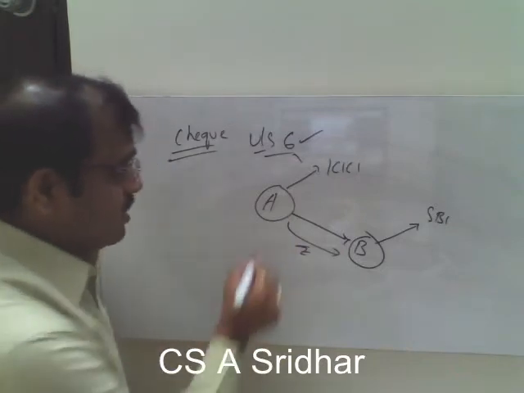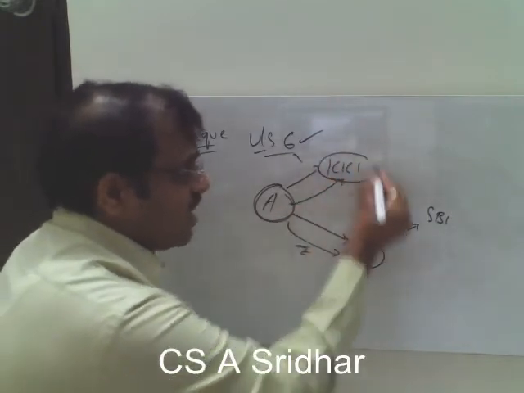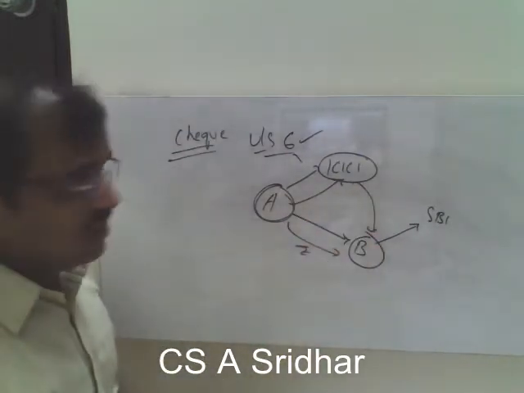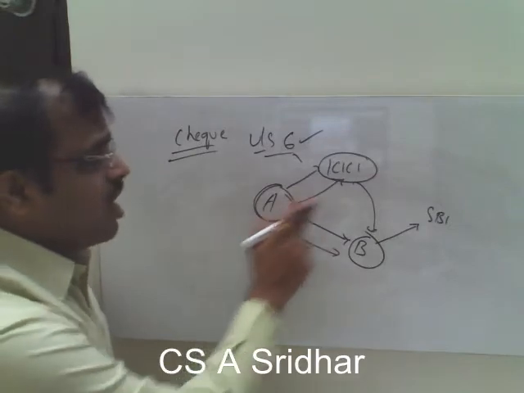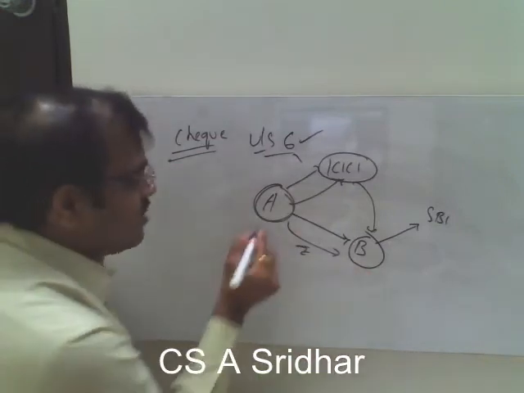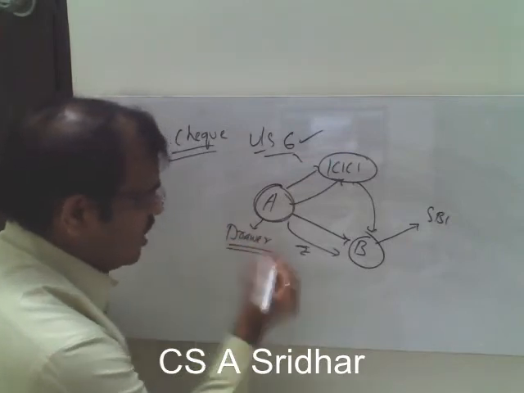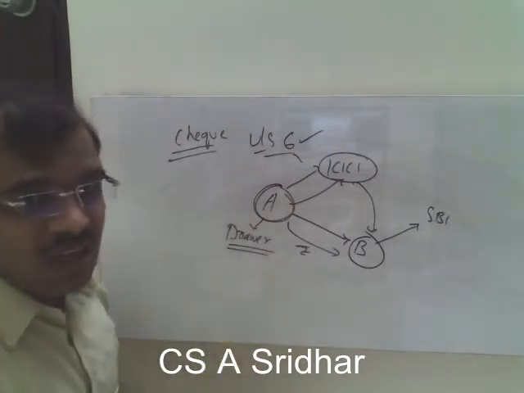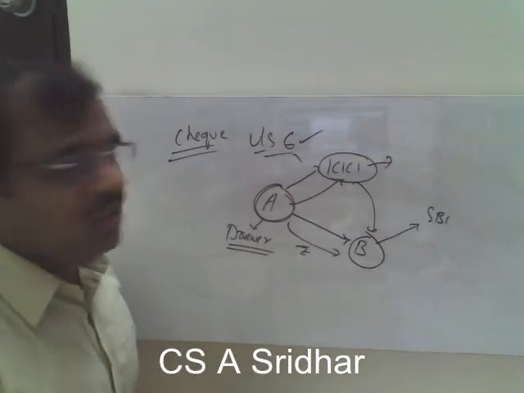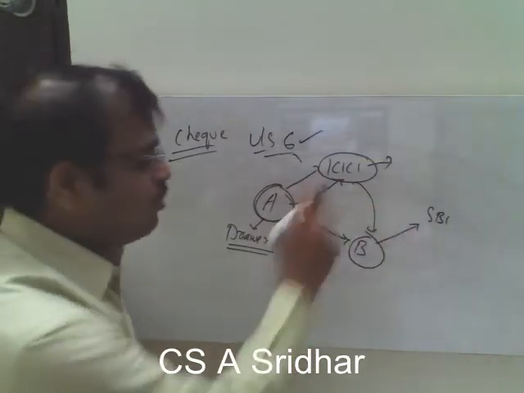Then, what is happening here? A is giving the check to B and he is giving the order to ICICI Bank to make the payment to B. Please listen to me carefully. A is giving the order to ICICI Bank to make the payment to B. So who is drawing the instrument? A is drawing the instrument. That is why A is called the drawer. To whom are you giving the order? To ICICI Bank. Because I am having the account with ICICI Bank, I am giving the order to ICICI Bank to make the payment to B.